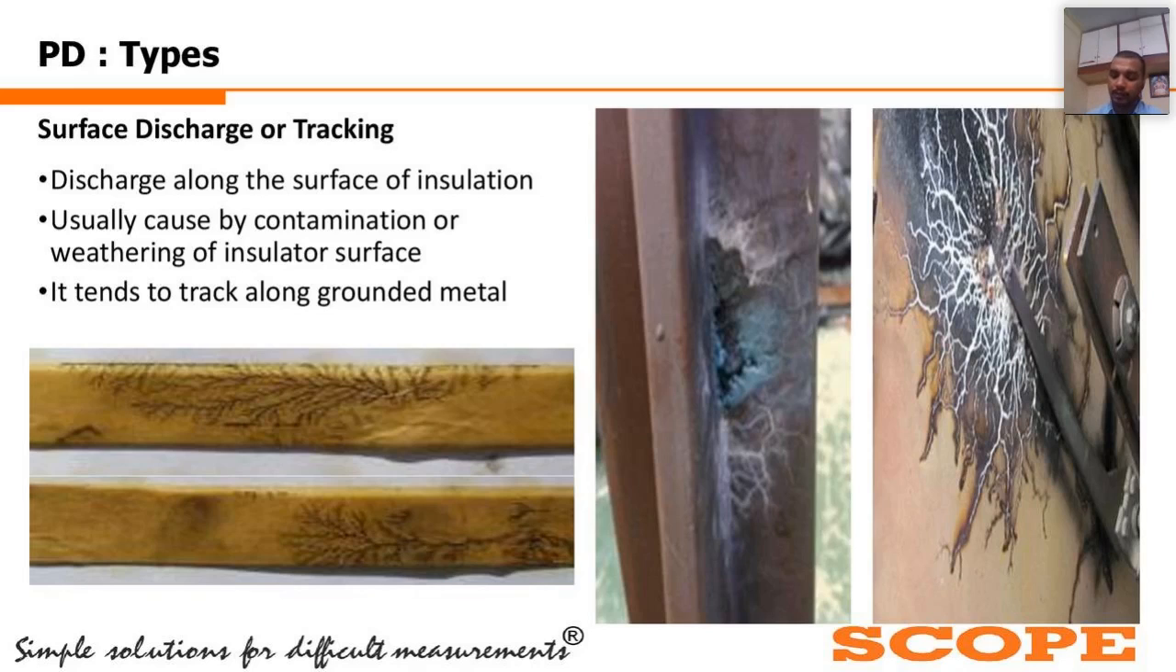They are the discharges that happen due to water ingress, dust, pollution, or any other reason on the surface of the insulation. They tend to track along the grounded metal, that is, towards the ground. Anything that is getting discharged always tries to get grounded or move toward the ground path. So this is one type, surface discharge or surface tracking.